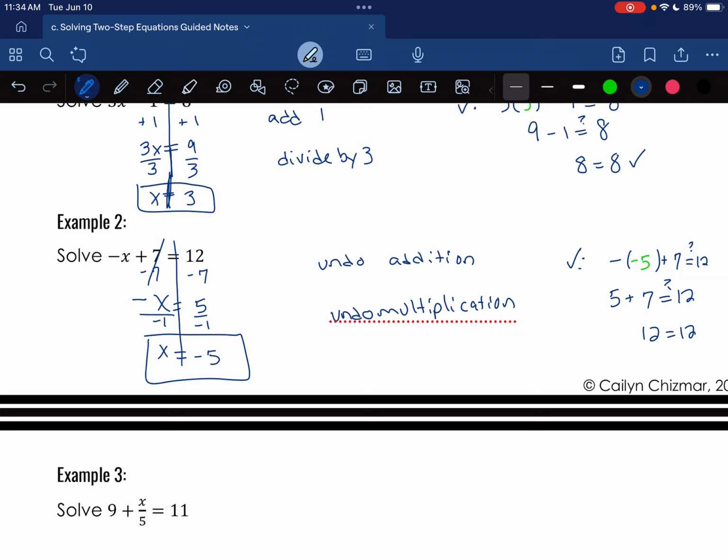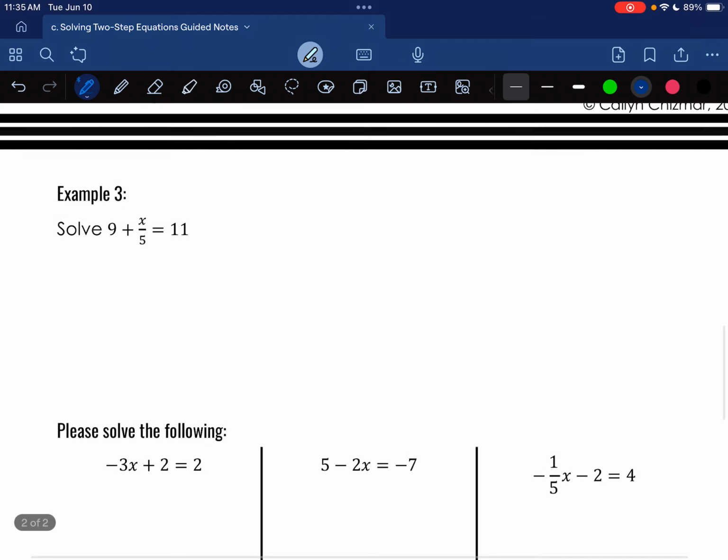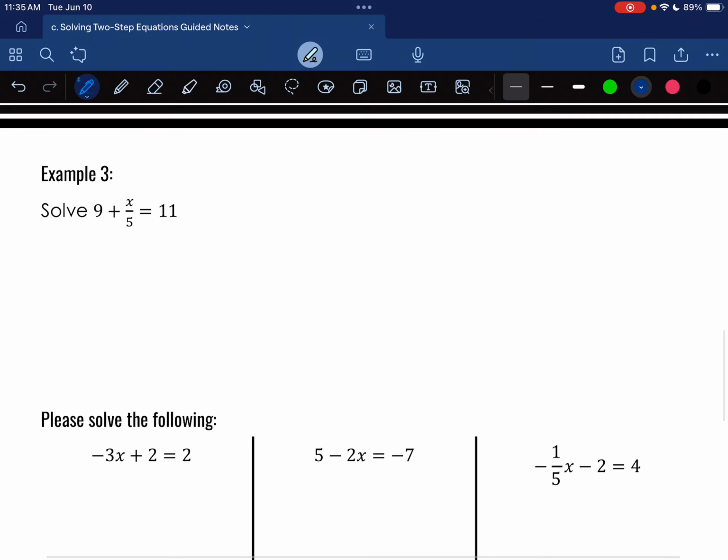All right, so now we're looking at example 3. Normally we see our variable written first. It's okay that it's not written first here. We'll still be able to follow the same procedures. So 9 plus x over 5, we still have to get rid of that adding of 9 first. So let's go ahead and subtract 9 from both sides, and we'll get x over 5 is equal to 2.